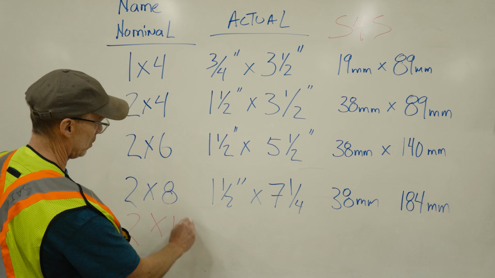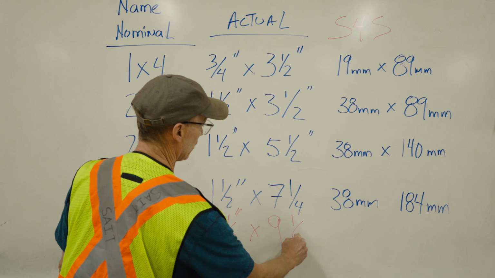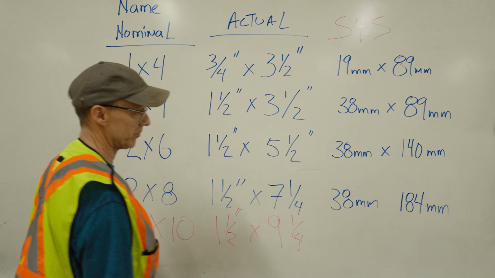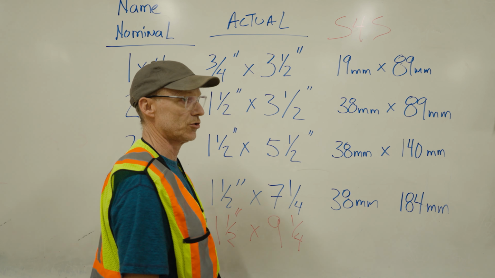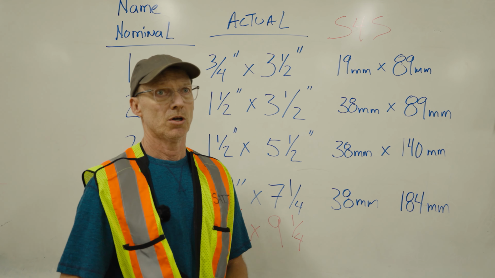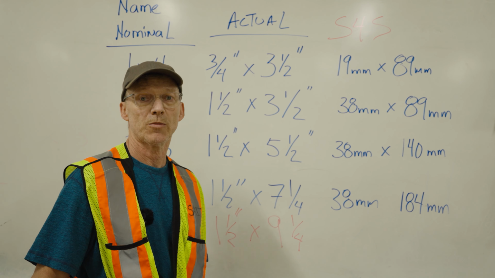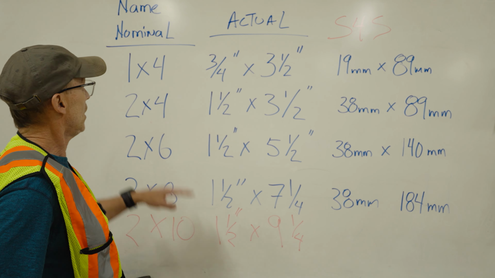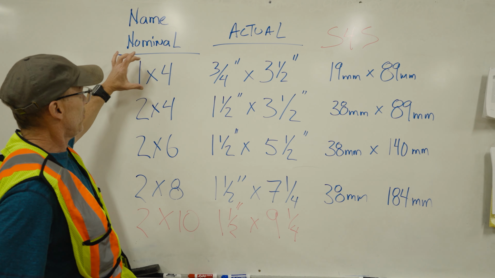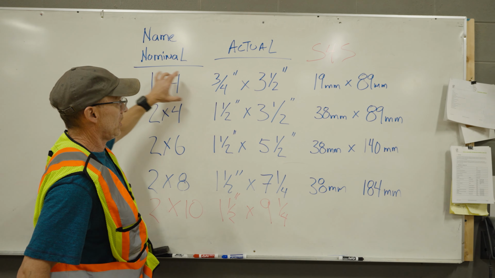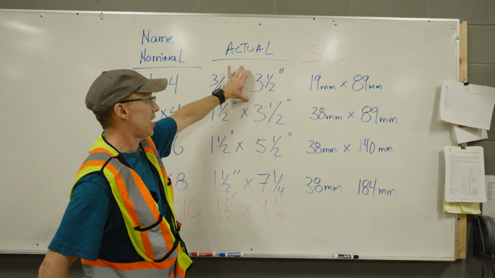We would have 1.5 inches by 9 1/4. And then after that, we do, I think, a 38 by 285. So in summary, the important thing to remember is that it's named one thing and its actual size is another. Once we know that terminology, we can apply it to either our construction practices or our plan reading and go from there.